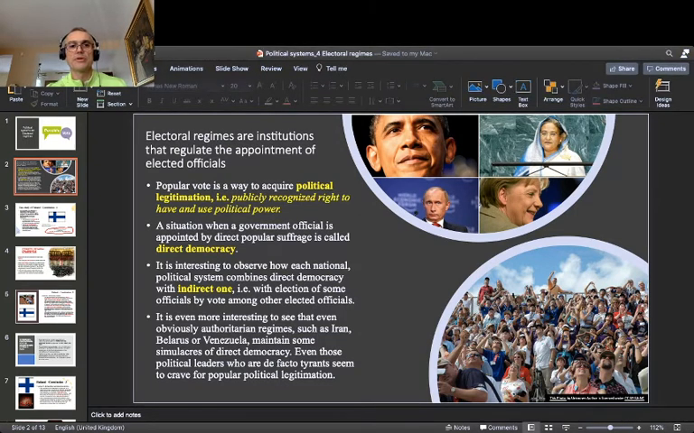So going back to my PowerPoint. A situation when a government official is appointed by direct popular suffrage is called direct democracy. And it is interesting to observe that each national political system has a specific idiosyncratic combination of direct democracy and indirect one. It is commonly assumed that indirect democracy serves to balance the power of those who have the most money and the most influence to run big electoral campaigns in the field. So indirect democracy is usually a check on direct democracy and vice versa.